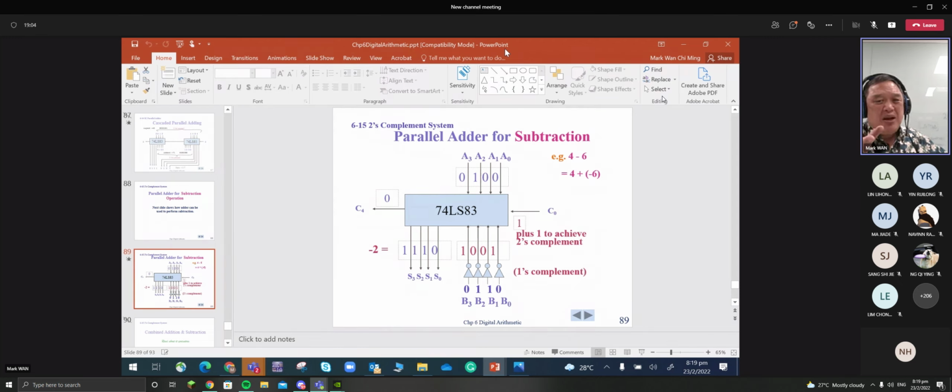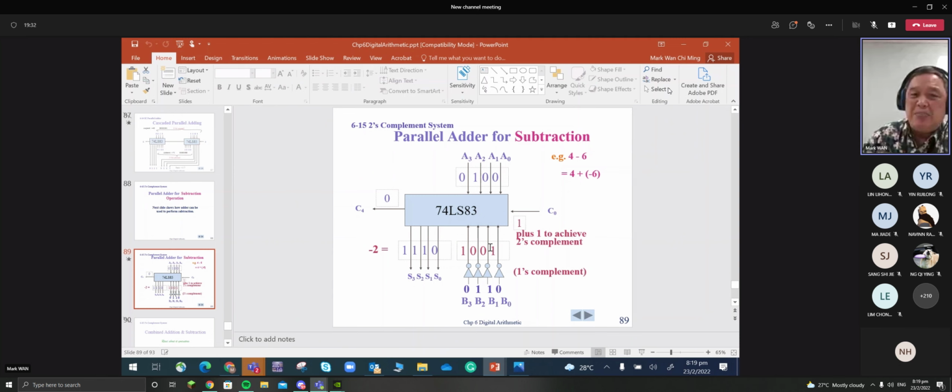For example, a number minus another number. A minus B is correct now. That means A plus a negative number B. What's a negative number? That means you do a second complement on a positive number, that means invert plus 1. First complement plus 1. That means you invert the number. You can see the circuit here.